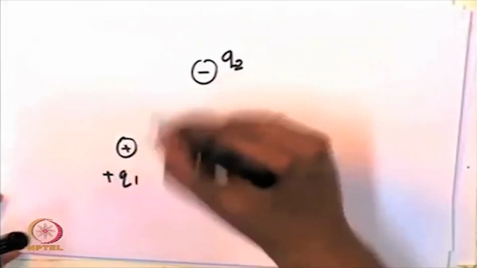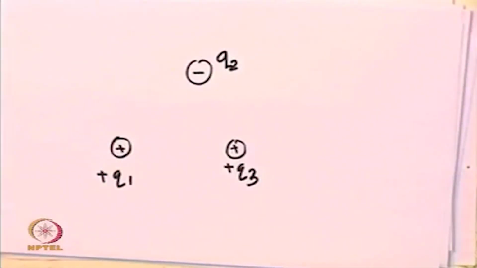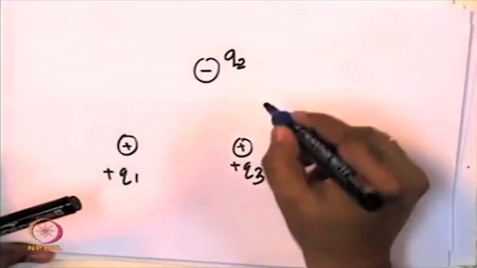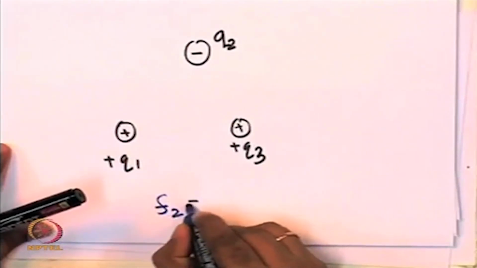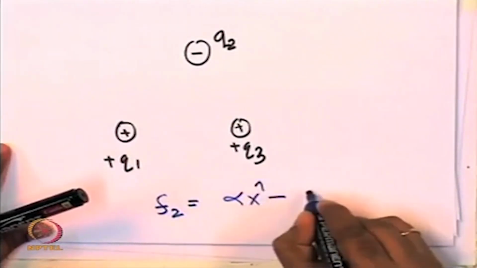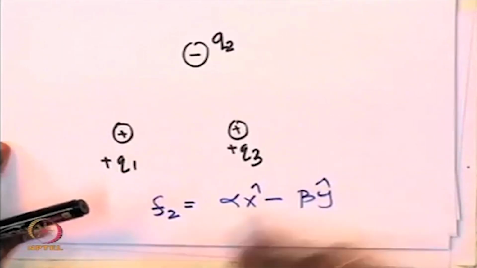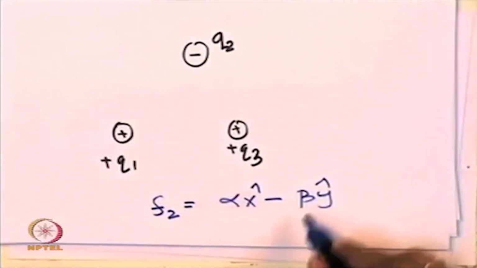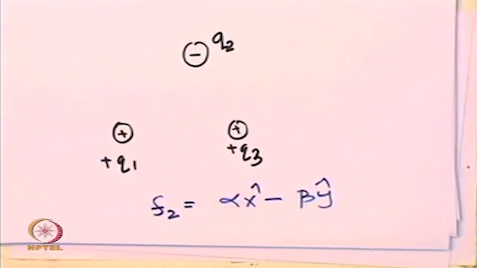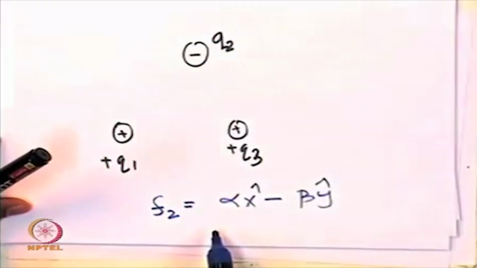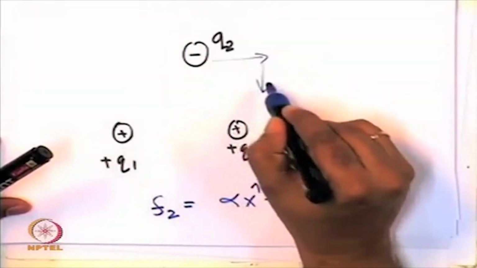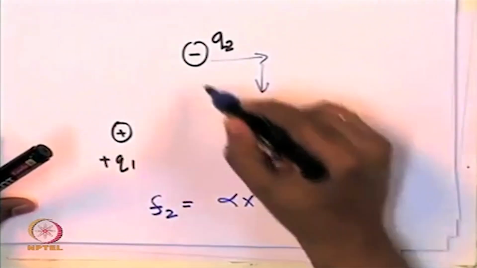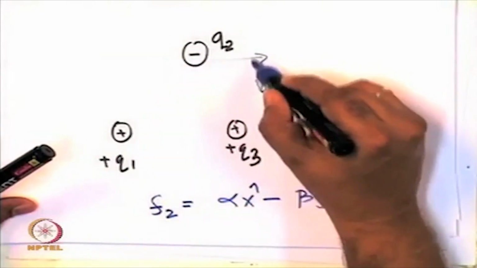This is plus, and what is the force? We found that the force F2, we calculated this F2, and we got F2 is alpha x cap minus beta y cap, where alpha and beta are some numbers. We got a number for alpha, we got a number for beta. What does this mean? This means that there will be some force along the plus x direction and some force along the minus y direction. So, essentially it will slightly move in this direction and this direction.